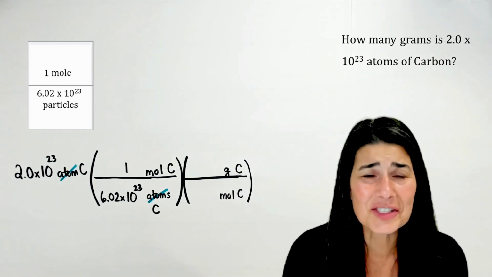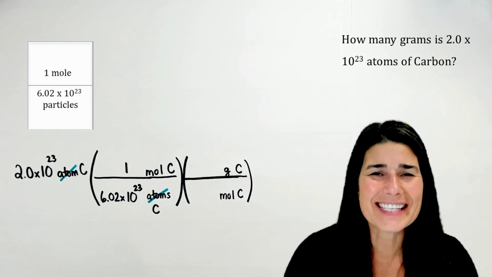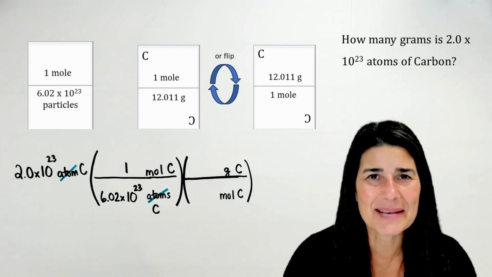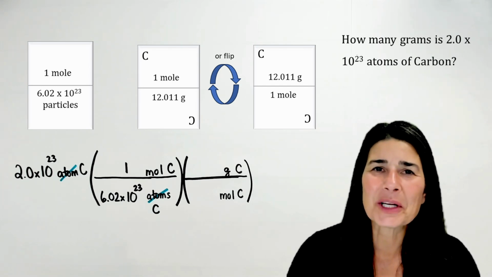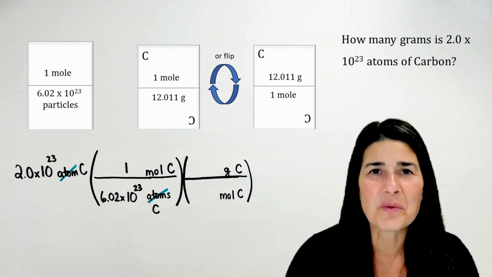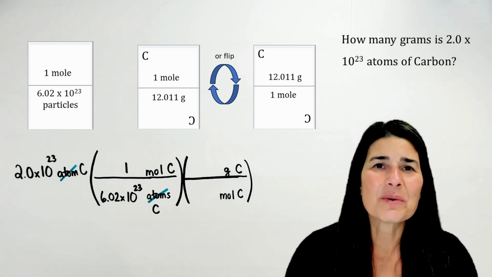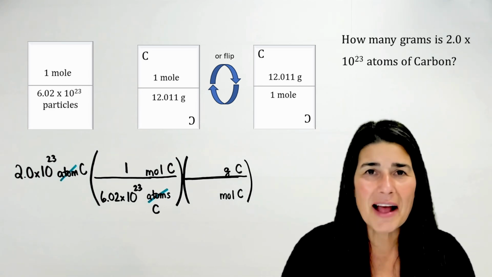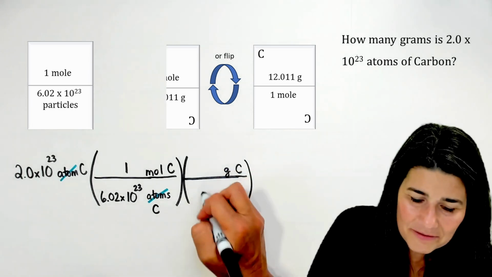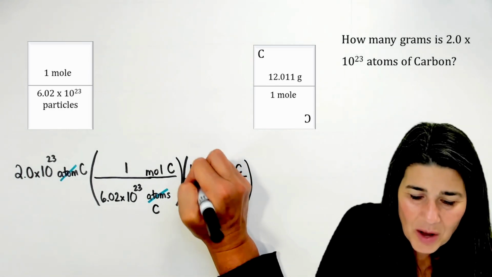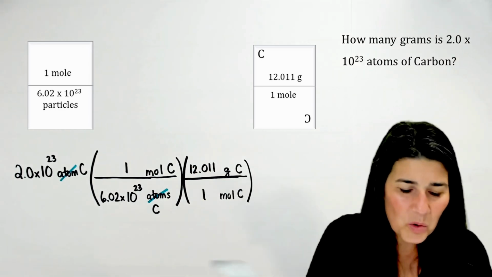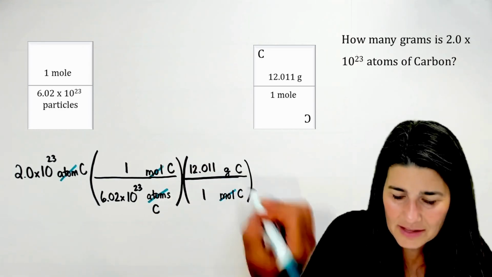We need a relationship. What's that relationship? The molar mass. If you look on the periodic table at carbon, it has a molar mass of 12.011 grams. So we should be able to go from moles to grams by doing the following. 1 mole of carbon is 12.011 grams. Moles are going to go ahead, cancel out.